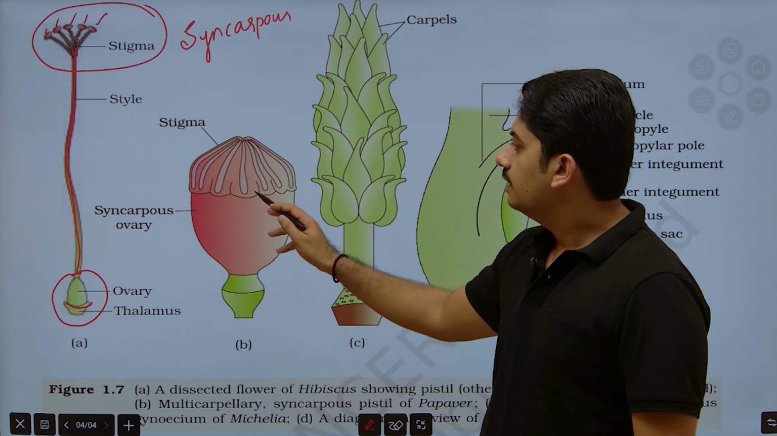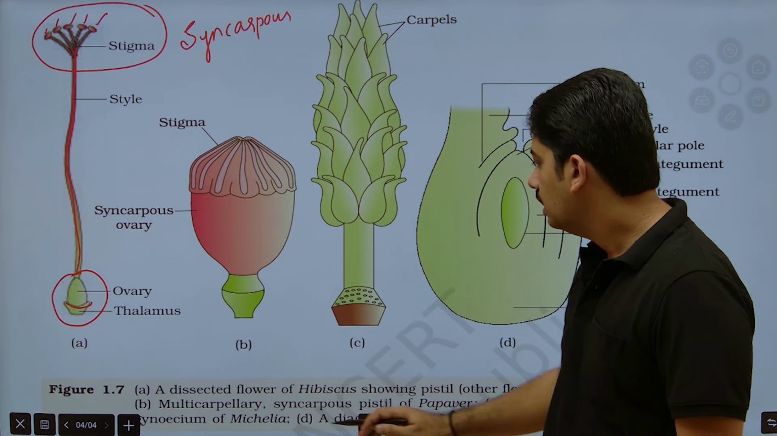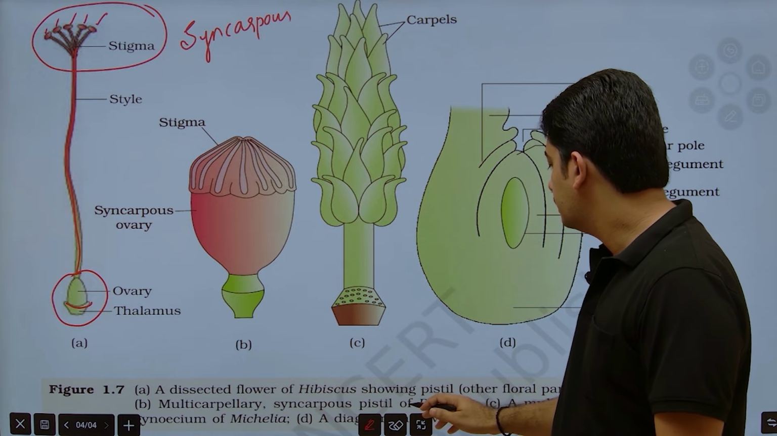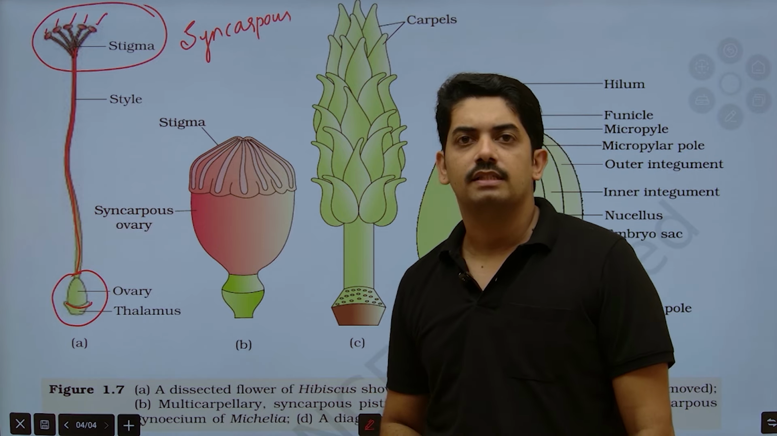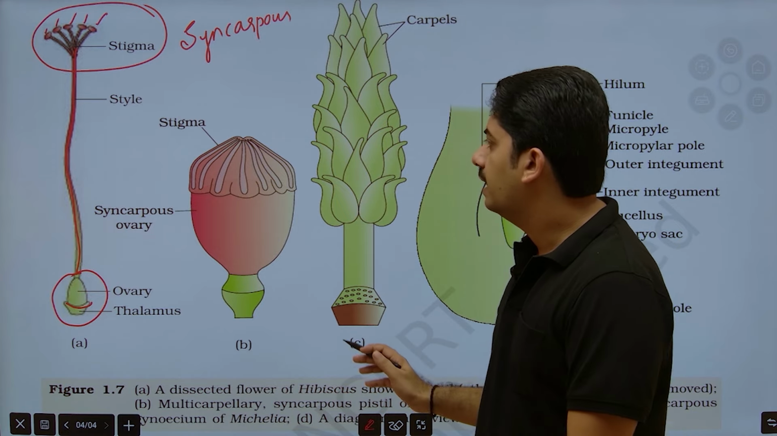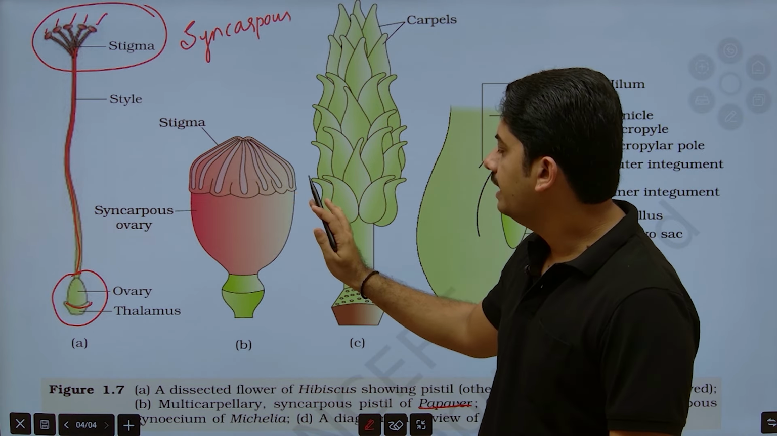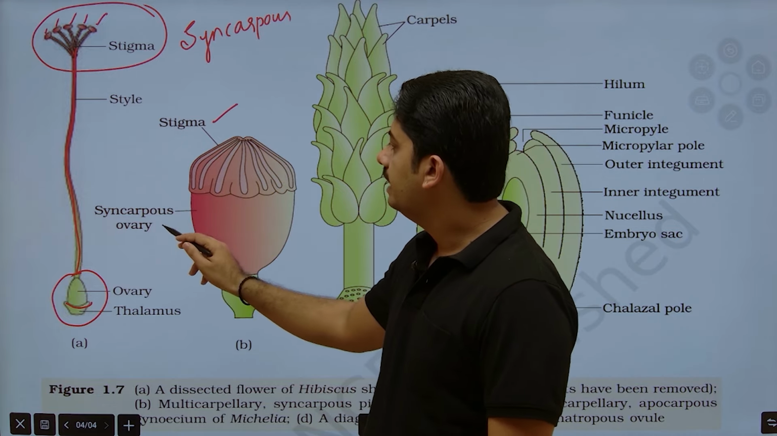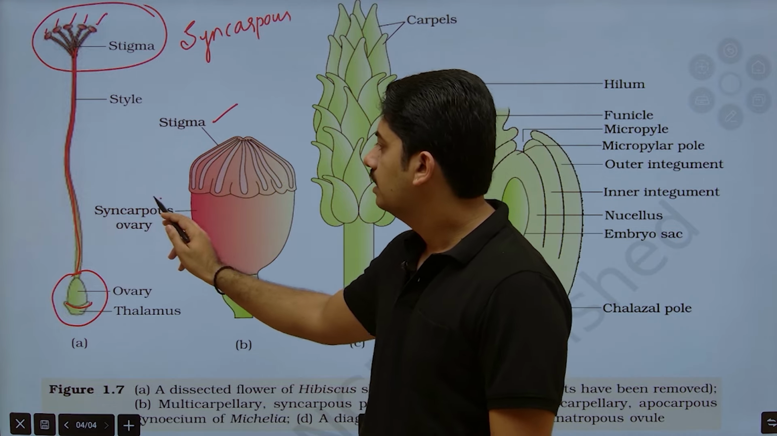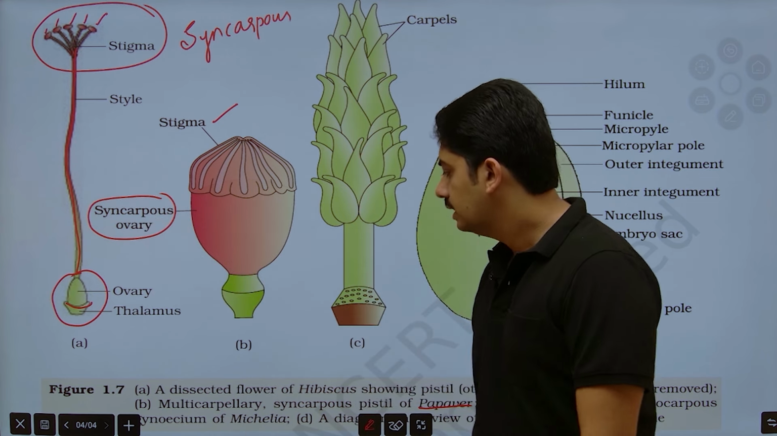So this is, again, one more example: multicarpellary syncarpous pistil of Papaver. In second year you study this example one more time, Papaver somniferum. Okay, so this is one plant. Here you can see the stigma and it is a syncarpous ovary.